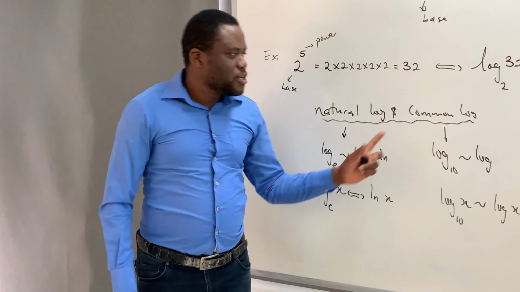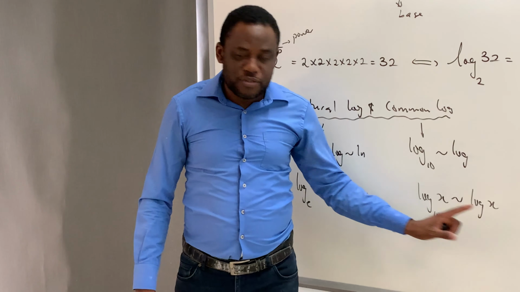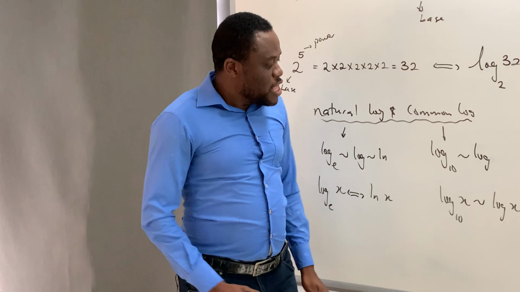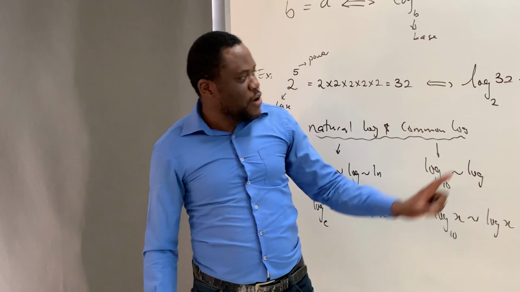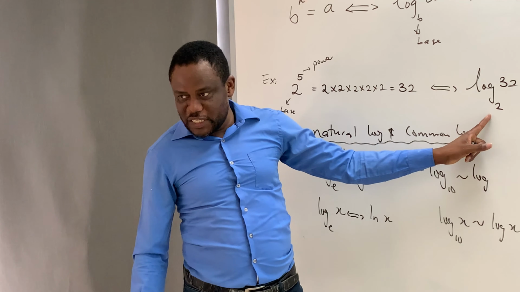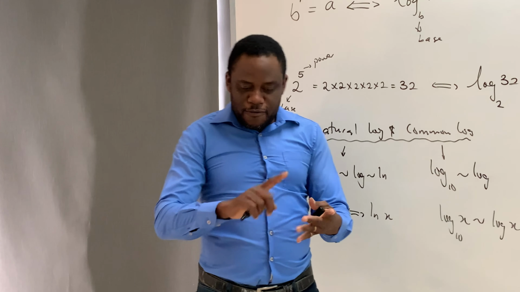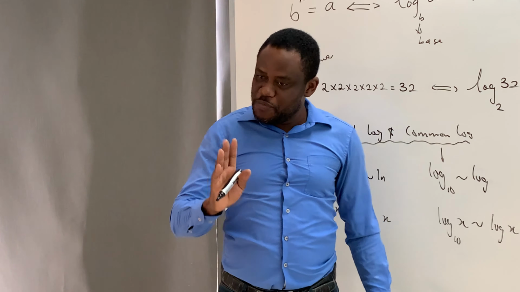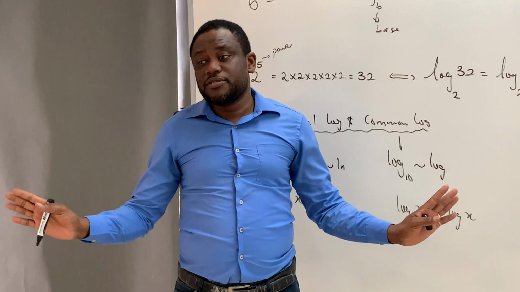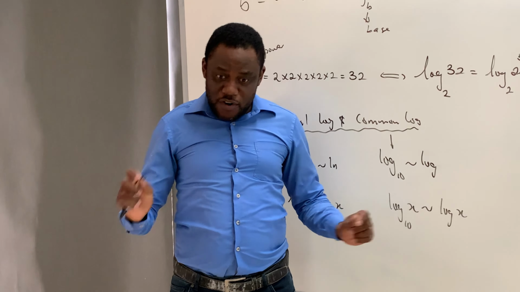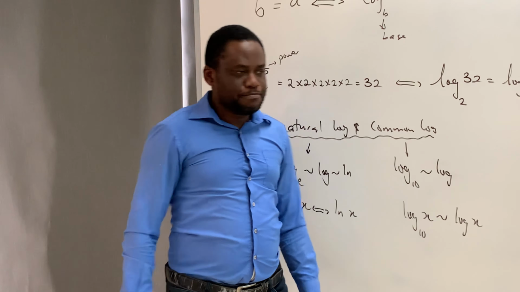Natural log uses ln, common log uses base 10 without writing it. So take note: if the base is not 10, I have to specify. Like this one, the base is 2, I must write it. If the base is 2, 3, 4, 5 up to 9, I must write it. But if it is 10, I may not. So if I do not write anything here, note that it's base 10. Okay?